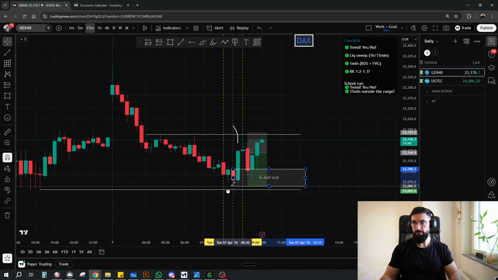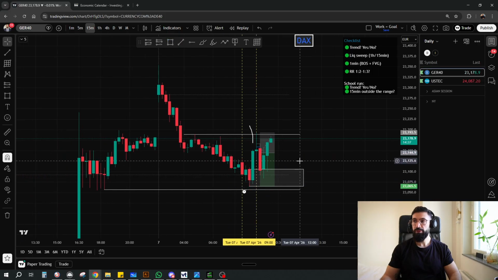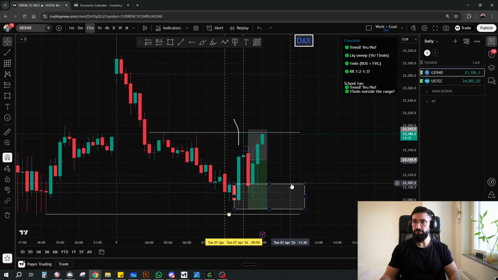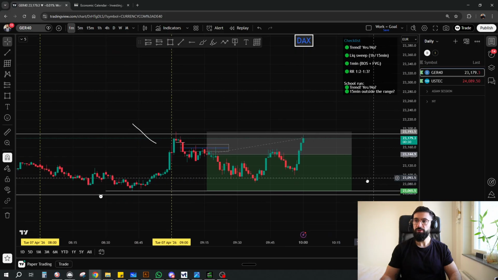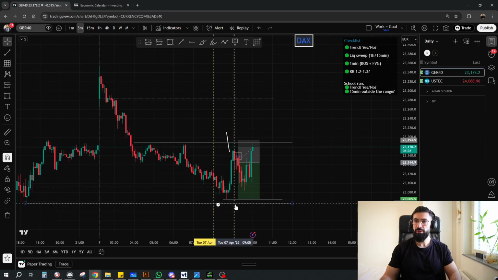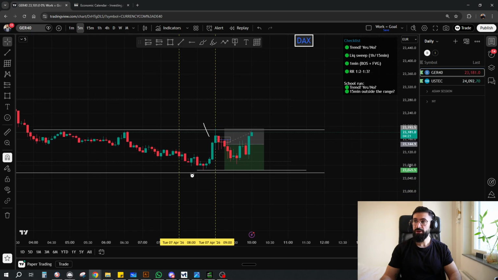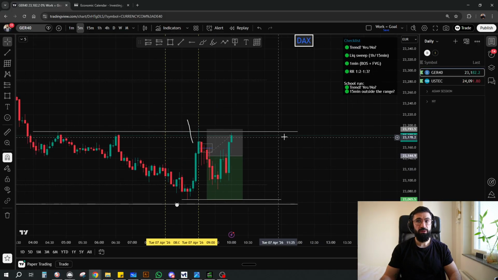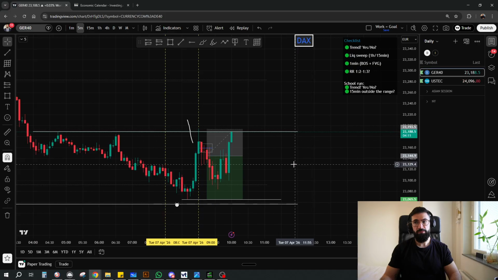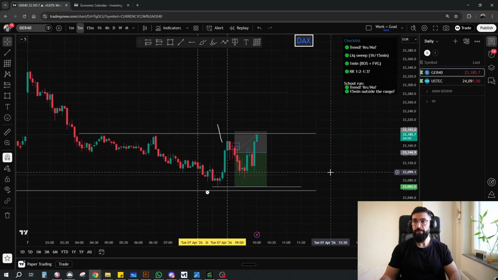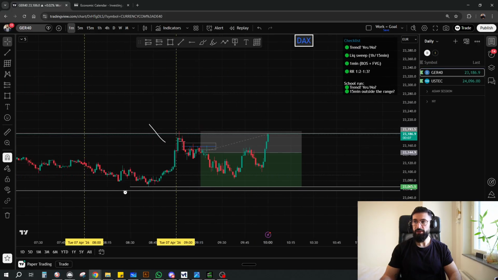I haven't explained order blocks in the course, but this is what it reverted from. It created a strong reaction from the order block right here. There's also an order block on the 5 minute that it gave us a reaction on. So that's unfortunate. This is the trade today. I'm not stopped out yet. I'm about to be. But this was my analysis. Let me show you.